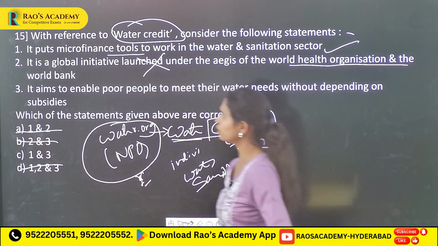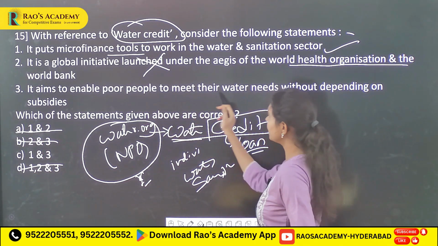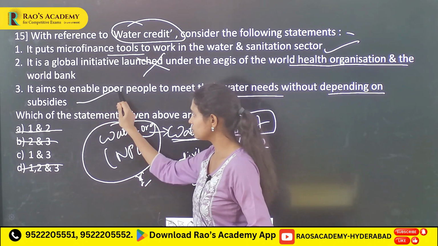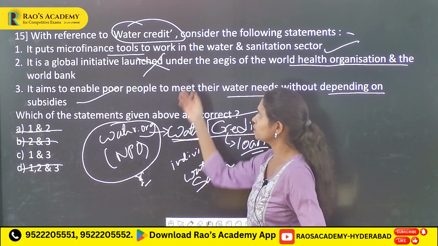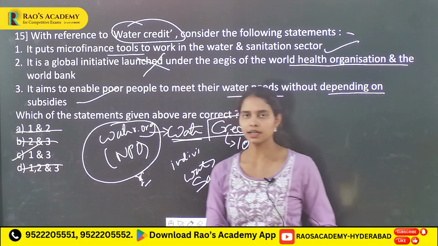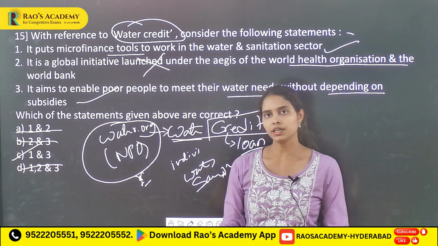Then, it aims to enable poor people to meet their water needs without depending on subsidies, which is also directly a correct statement. So options 1 as well as 3, both of them are correct statements. So option C is the correct answer with regard to WaterCredit.